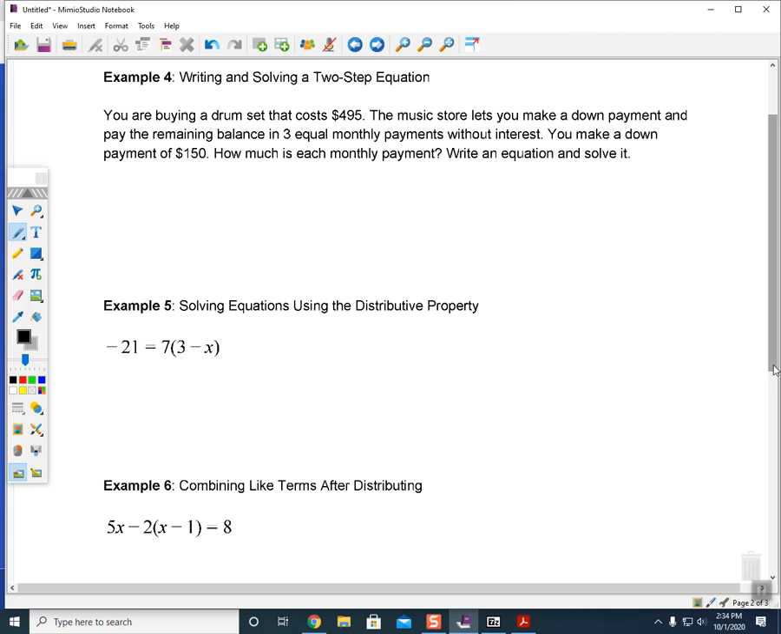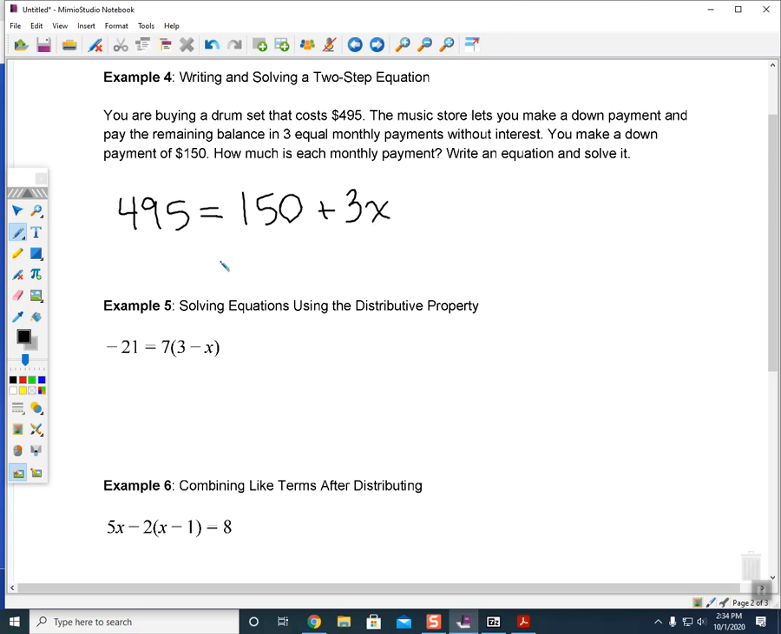So if you think about this, my total is $495, right? And how I get there is I'm going to take my down payment, which was $150, and I'm going to add my total monthly payments to it. So my monthly payments were 3 equal payments. So it was 3 payments times whatever the dollar amount is for those payments. So my $495 would equal $150 plus 3x, 3 times my monthly payment.